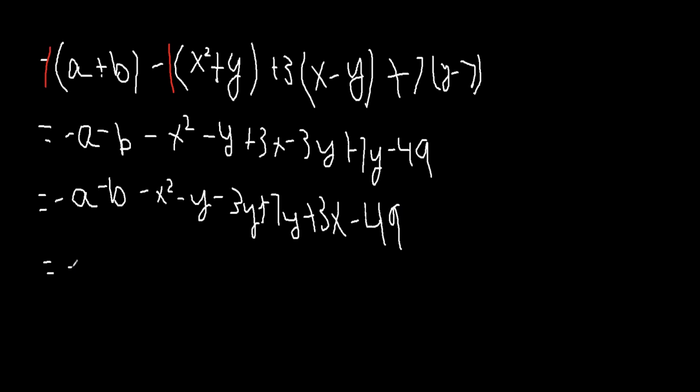So that gives us negative a minus b minus x squared, and then here we have negative 1 in front of our y, or negative 1 is our coefficient, so like saying negative 1 minus 3, which is negative 4, plus 7 is positive 3y, and then we have positive 3x, and negative 49.